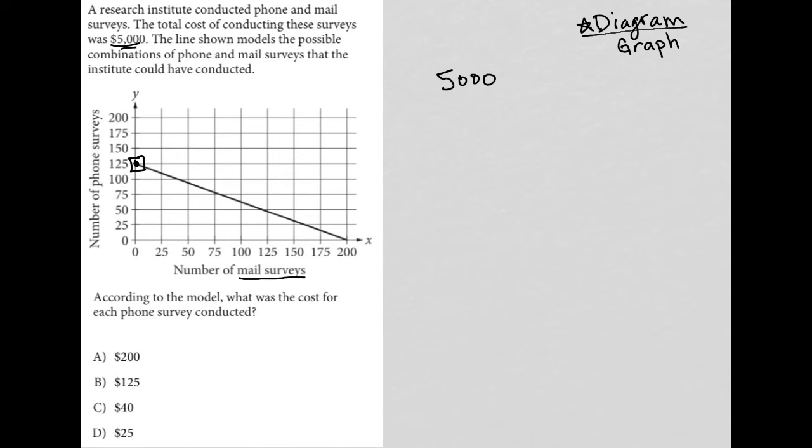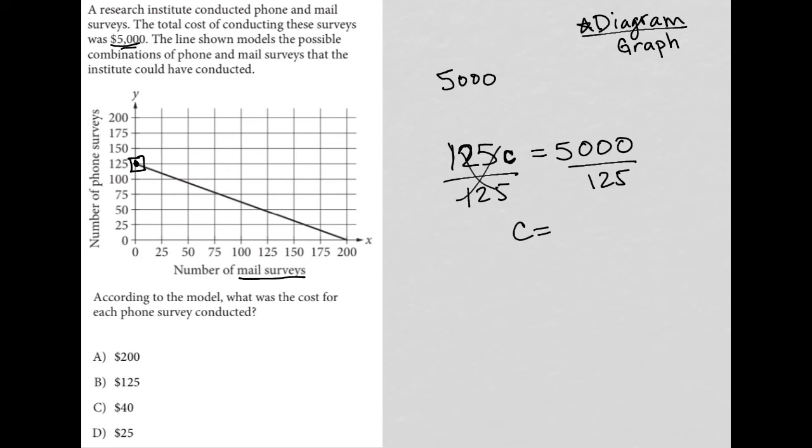What that point tells me is that if the Research Institute only conducted phone surveys, they would conduct 125 of them. That number of phone surveys would have a cost associated with it, which I'll just call C, that we multiply by that 125, and when we do that, we should get $5,000. The total cost from running those 125 phone surveys should be $5,000. So all I have left to do now is to solve for the cost, solve for C.